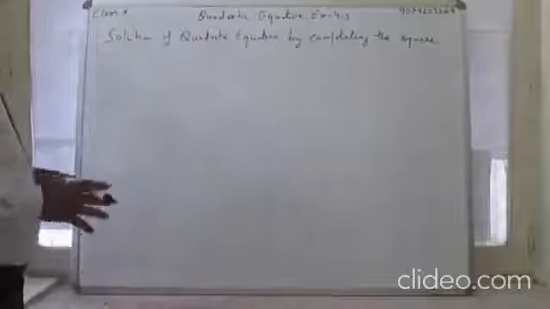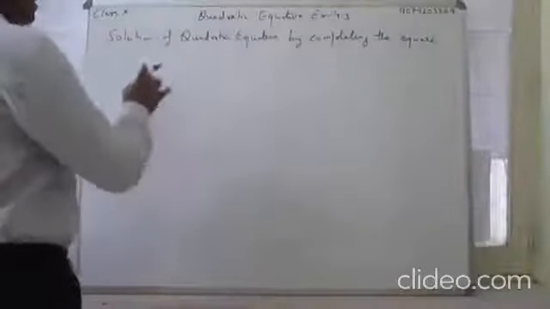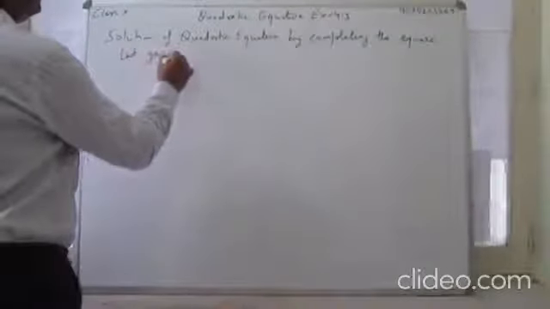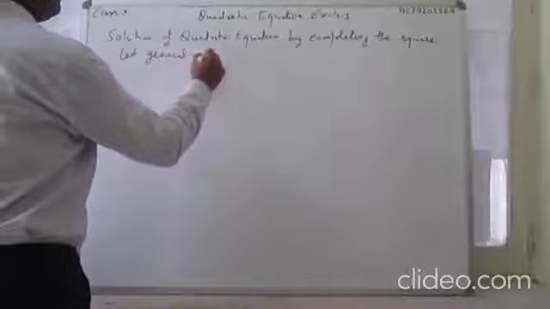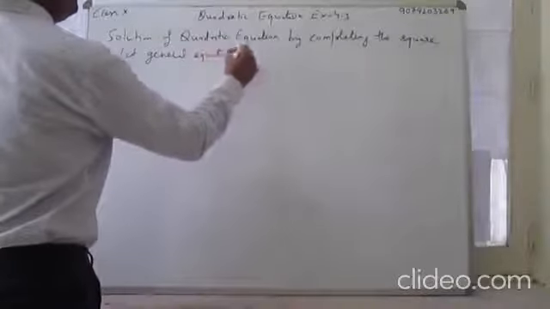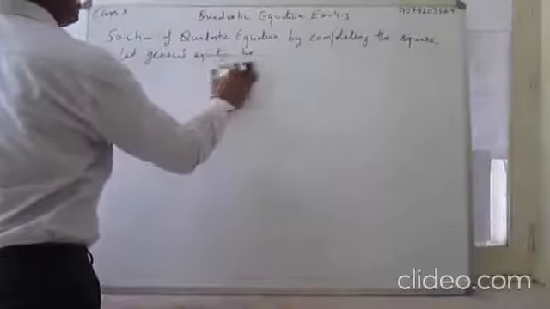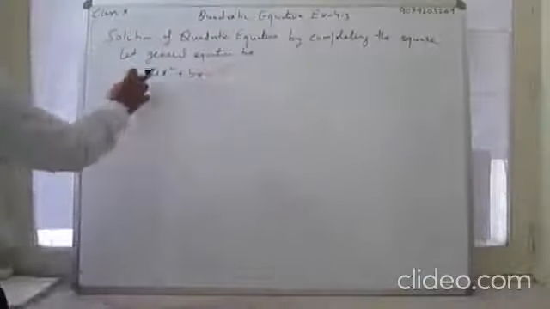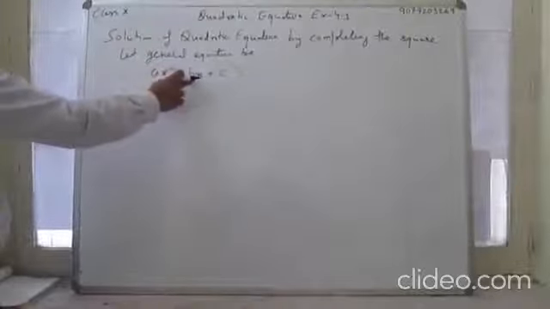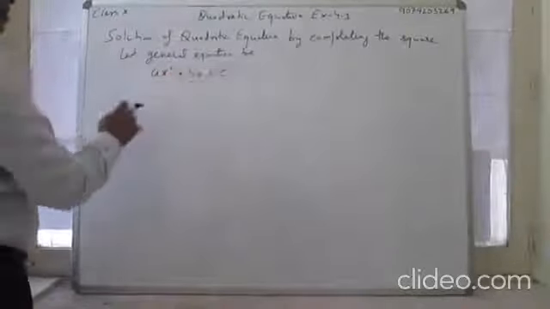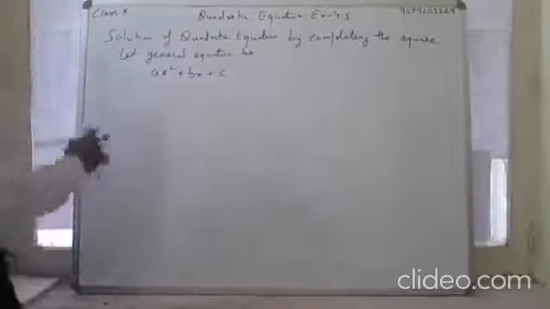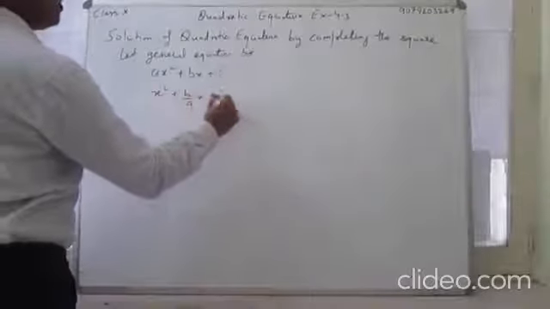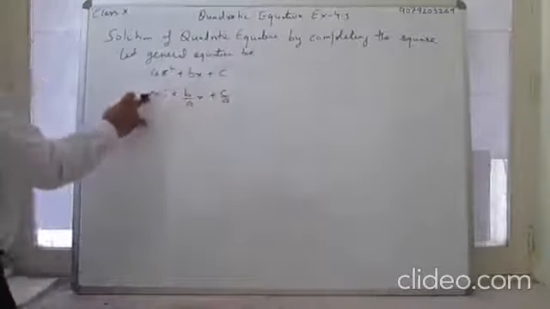Now we derive the formula of quadratic equation, that is quadratic formula. Let the general equation be ax square plus bx plus c, where a is coefficient of x square, b is coefficient of x, c constant term. Now divide the equation by a, so it becomes x square plus b upon a x plus c upon a. Coefficient of x square, make it 1.